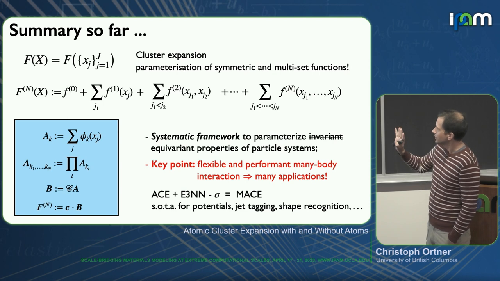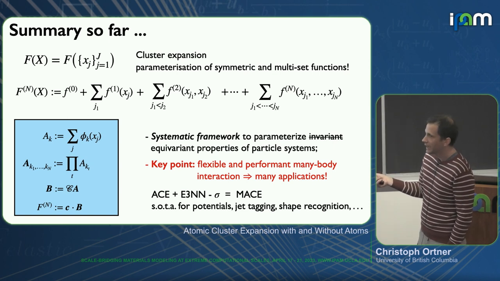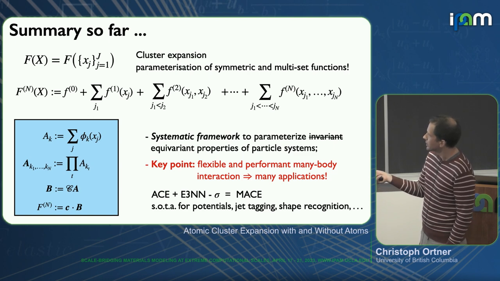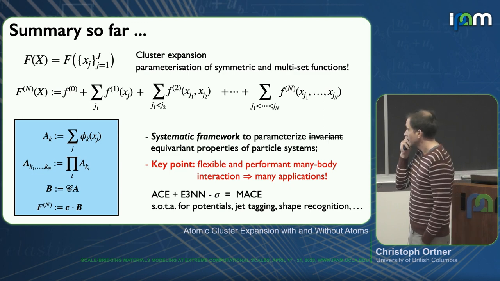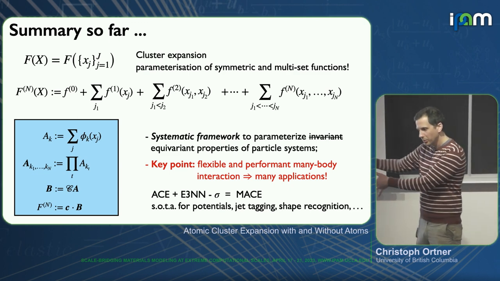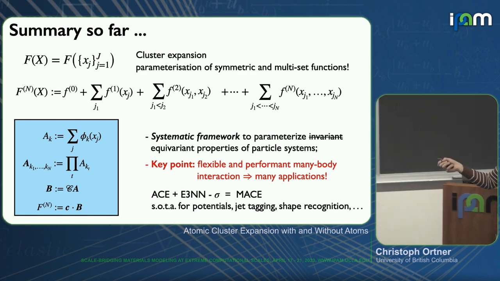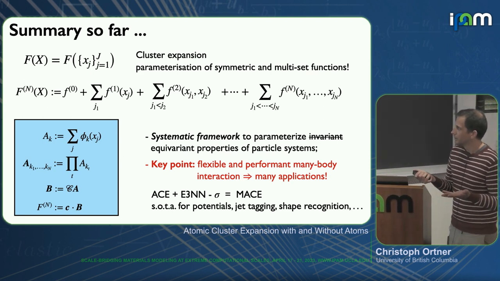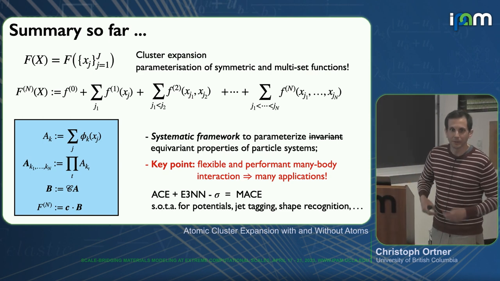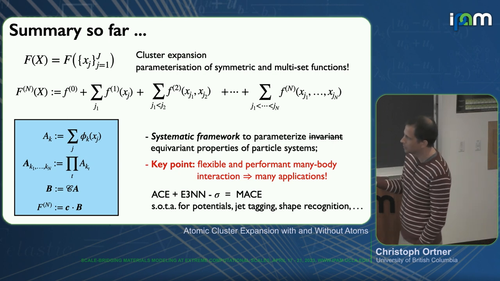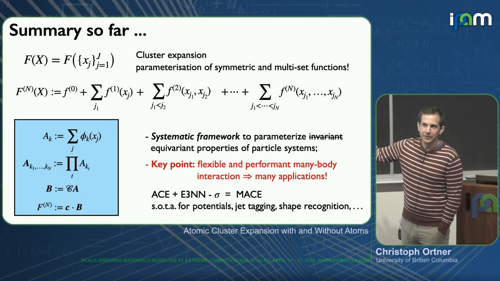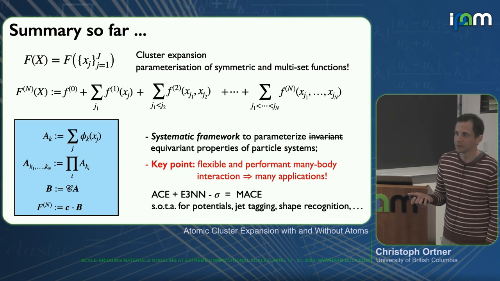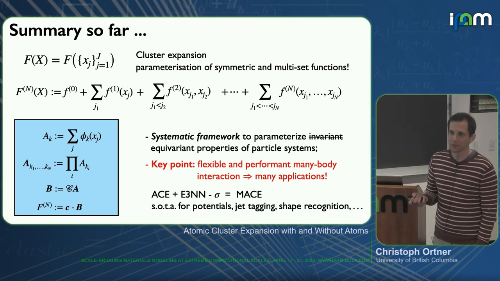Okay, so the summary is, what you have now is a systematic framework to parameterize not just invariant, but general symmetric properties of particle systems. But that's sort of a narrow point of view. The broader point of view is the techniques I've shown you give you all the tools you need to put many-body interactions in whatever model you want. You have some model with pair interaction or three-body interaction. Actually, I'd like many-body. These are the tools you need, more likely than not. And I haven't yet run into an application where I couldn't find a way to use this somehow.